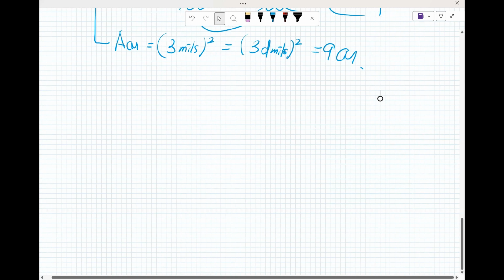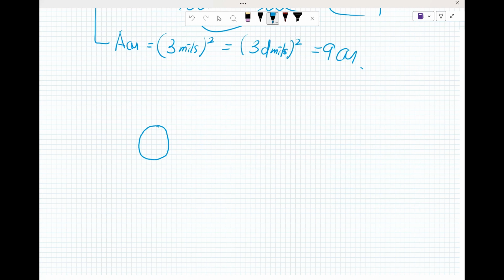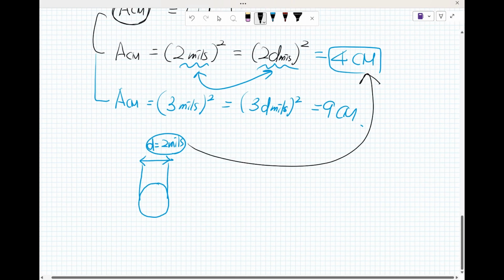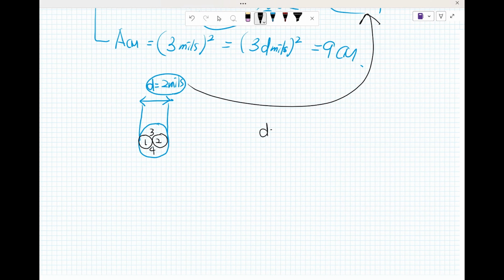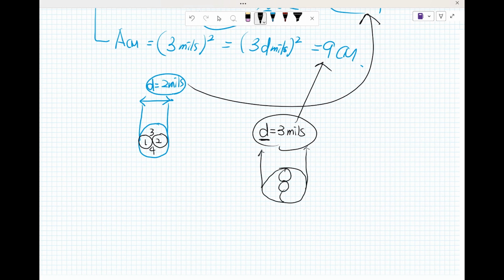From the figure, this is the area of the wire. For example, a diameter of 2 mils is what? 4 circular mils: 1, 2, 3, 4. How about this one, a diameter of 3 mils? There are 1, 2, 3, 4, 5, 6, 7, 8, 9. That is 9 circular mils.